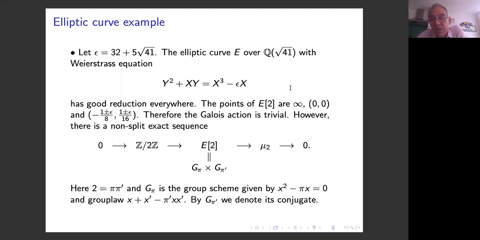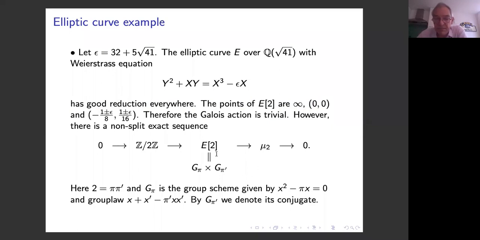But a point reduces to the point at infinity modulo a prime if it has denominators at that prime, then it goes to infinity. So you see that (0, 0) does not reduce to infinity modulo any prime, because it doesn't have any denominators. And that means that it is the point of the constant group. G modulo 2 is a subgroup scheme, and again you can compute the quotient, which is mu2.